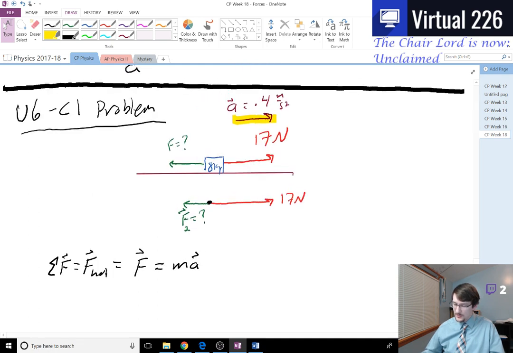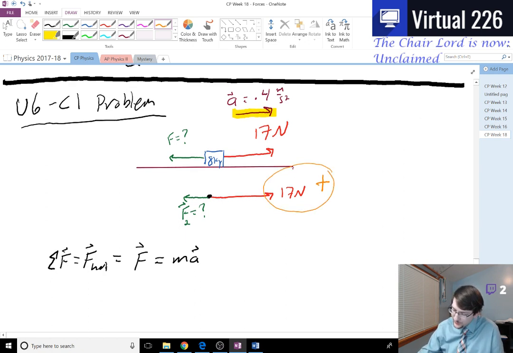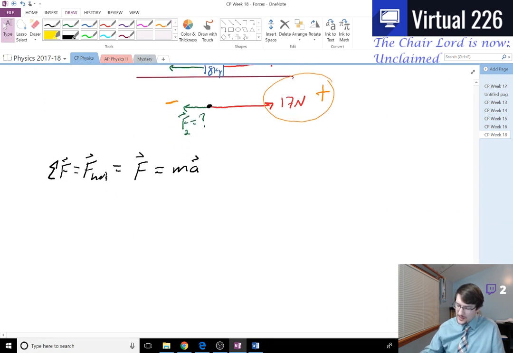So if we look back up at our pictures, let's choose the right as being positive. When we choose the right as being positive, not only do we set the 17 as being positive, but we also set the acceleration as being positive, because it is going to the right as well. This second force in green that we don't know, it's a negative value. So whenever we list out our F equals ma, the way we'll do this is we'll place all the forces there and try to add them together.